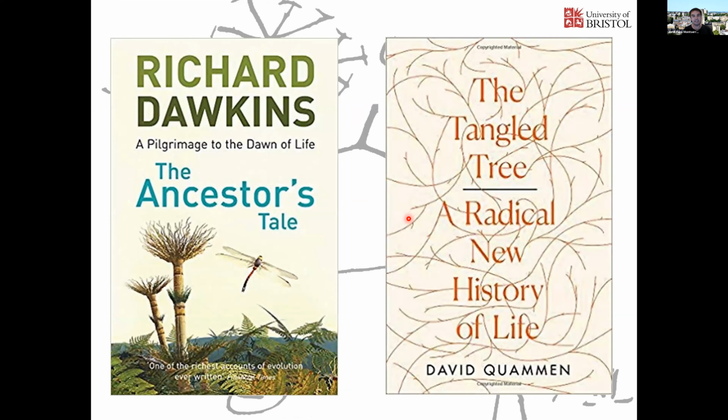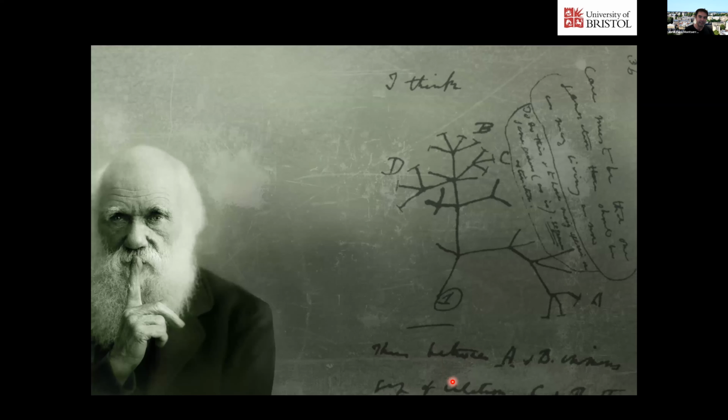So if you're interested in learning more about phylogenetics, I would suggest you check these couple of books, Richard Dawkins, The Ancestor's Tale, or The Tangled Tree by David Quammen. And with that, I will stop talking here.